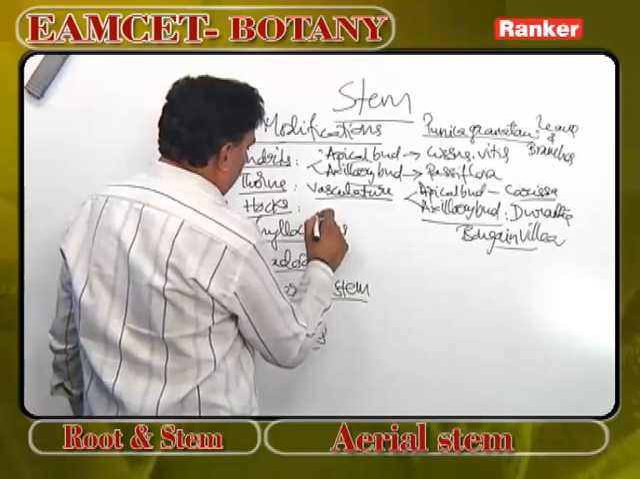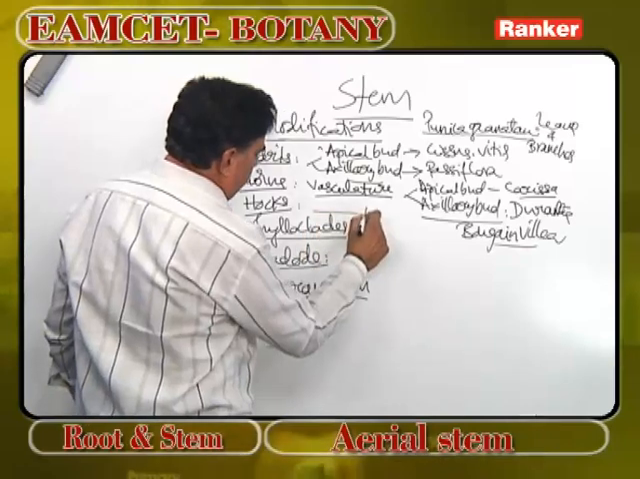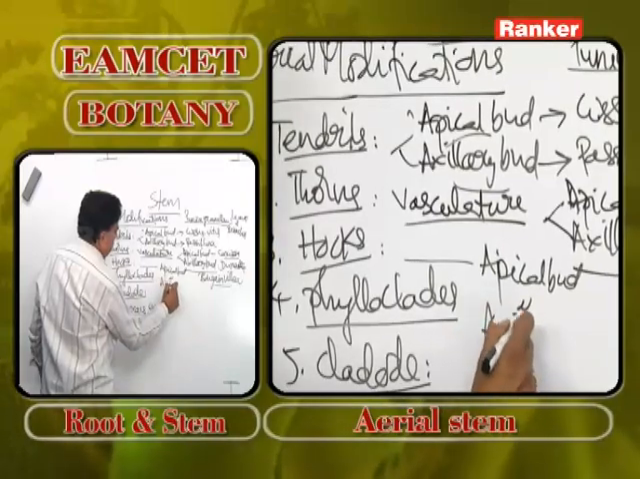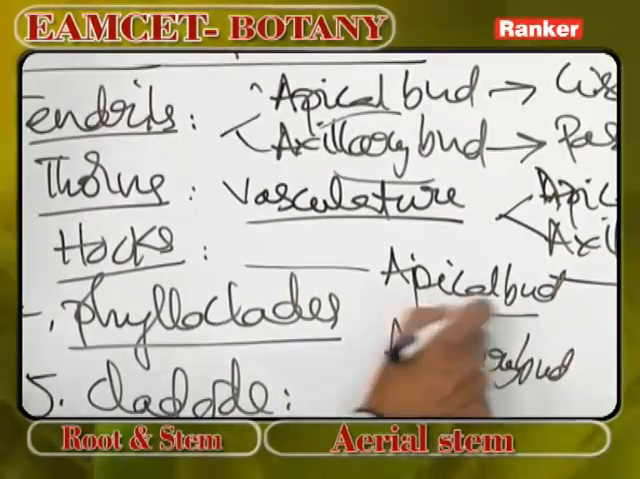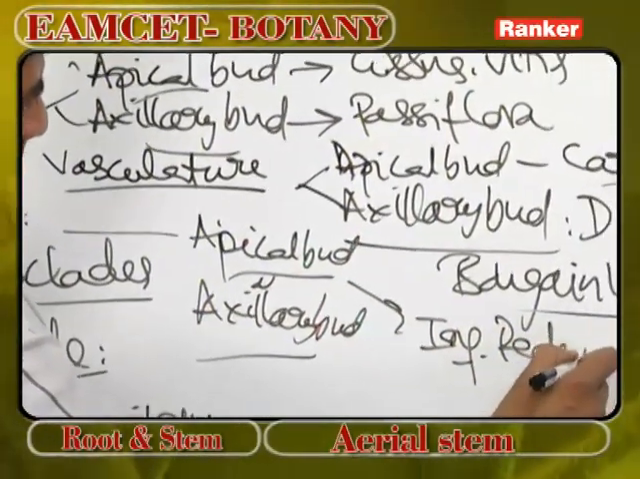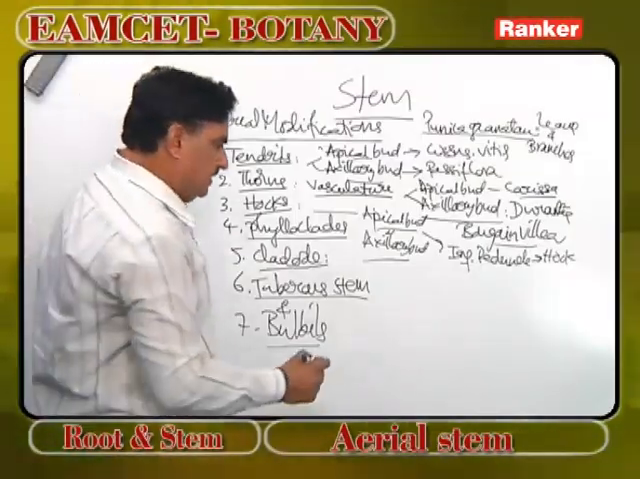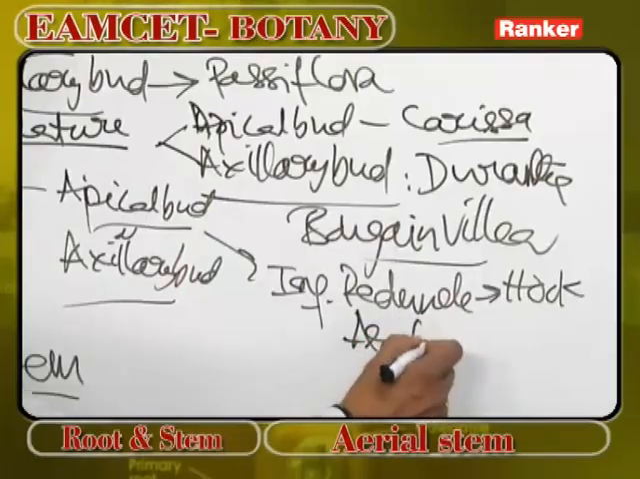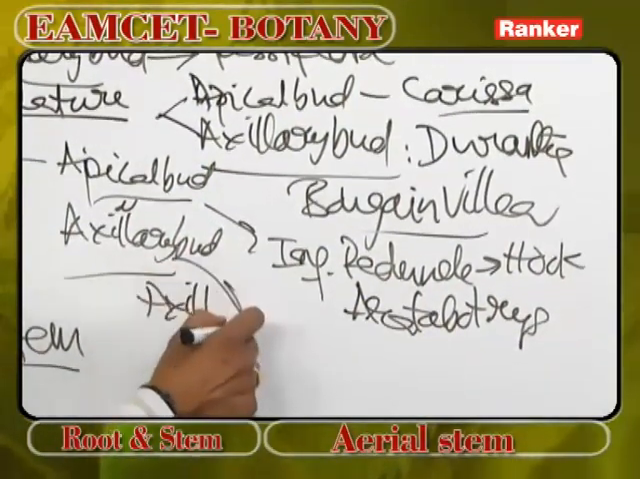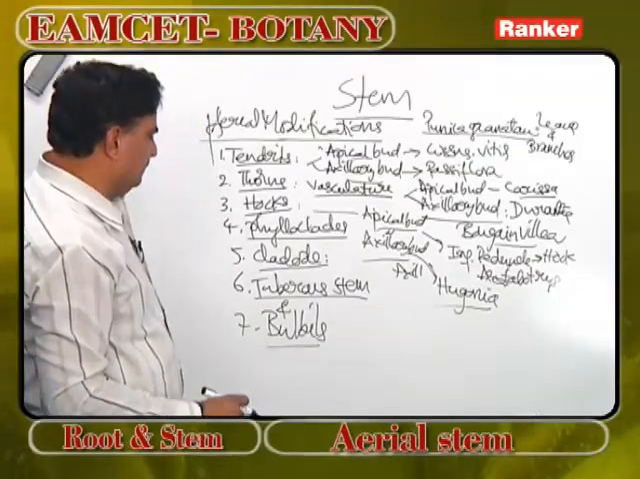Then hooks. Hard, curved structures that help in climbing are called hooks. A hook is also said to be a stem modification when it comes from apical bud or axillary bud. Apical bud becomes an inflorescence, and the peduncle becomes a hook. Important bit. Peduncle becomes a hook in Artabotrys. Axillary bud becomes a hook in Hugonia, a plant where axillary buds are modified into hooks.